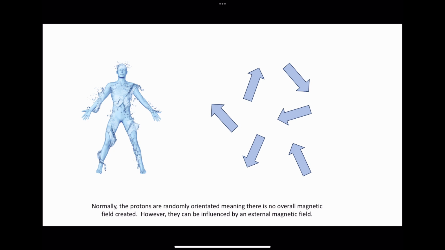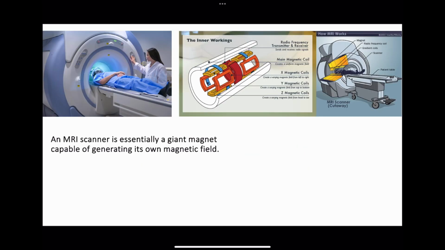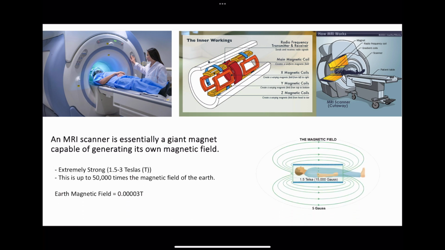MRI is a giant magnet. The magnetic field strength of an MRI machine is measured in Tesla, and the strength of an MRI machine is between 1.5 to 3 Teslas. An electric magnet of similar strength would be able to pick up a car, so it is extremely powerful. As you can see in the upper part of the screen, there are many different layers and components of an MRI machine, starting with the radio frequency transmitter and receiver, which sends and receives the radio signals, the main magnetic coil, which creates a uniform magnetic field, followed by the magnetic coils in the X, Y, and Z direction.